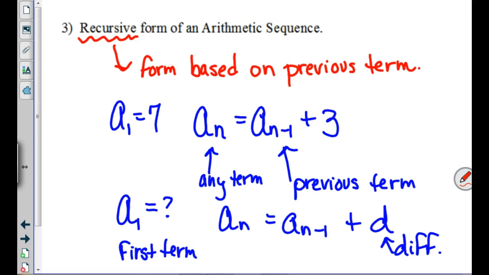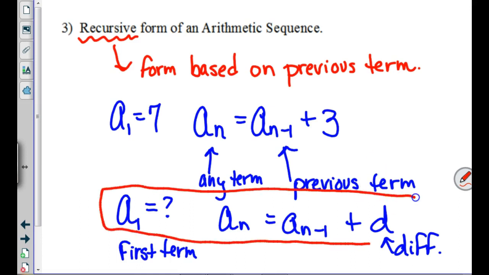So this is the generic form, that's what recursive looks like. You always have to tell me the first term because the sequence depends on where you start. And then you just tell me to get to the next one, I take the last one and I add whatever. This is really easy to work with as long as you know the one before it, right? If I ask for the 53rd term and I only tell you the first, this is not so easy to work with.